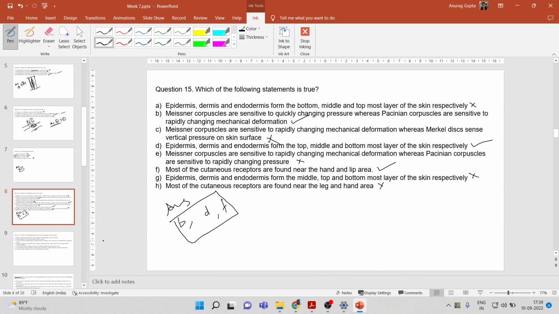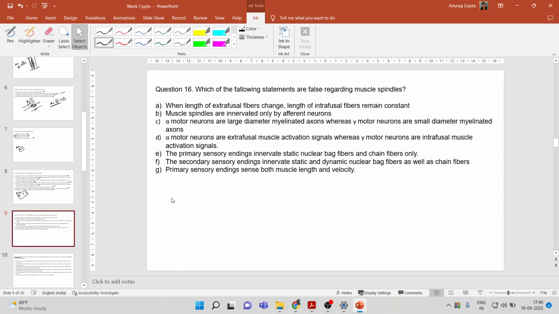Okay. Going to the next question. Which of the following statements are false regarding muscle spindles? So again, I'll give you guys 2 minutes, and then we'll discuss this question.